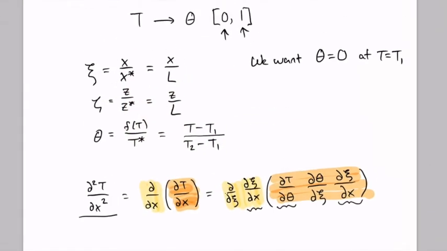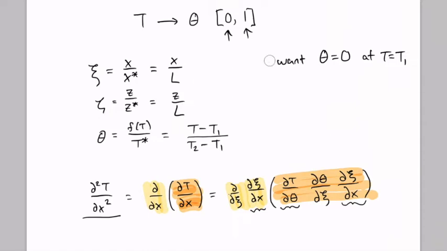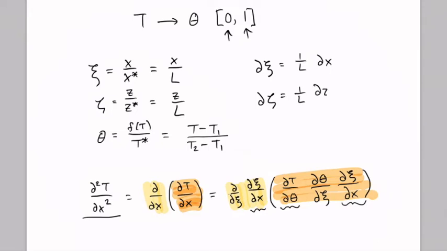Okay, so to follow through on that, we need to implicitly differentiate each of these non-dimensional parameters. And for C, it's just 1 over L dx. For zeta, similarly, 1 over L dz. And for theta, it's just 1 over T2 minus T1 times dT. So we've just implicitly differentiated our non-dimensional parameters, and we can start substituting them into the expression on the right-hand side.